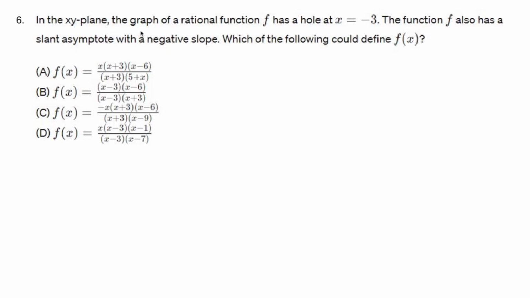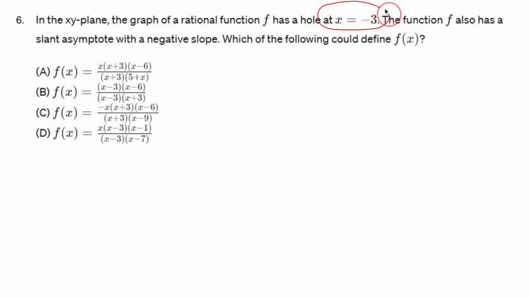In the xy plane, the graph of a rational function has a hole at x equals -3. The function f also has a slant asymptote with a negative slope. Which of the following could define f of x? So let's take care of step one first.